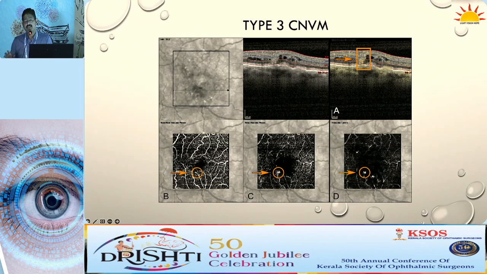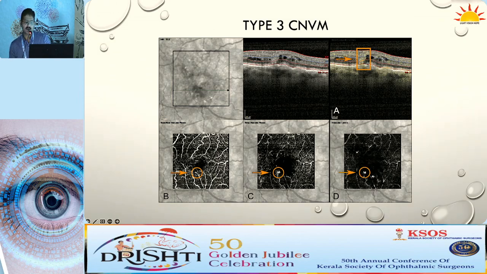You cannot just pick up type 1 and type 2 CNVM; you can also diagnose type 3 CNVMs with OCTA. I don't have to go into the slabs, which I hope Dr. Jyoti has already covered. This is the superficial plexus, this is the deep plexus, and this is the avascular segment. In the superficial plexus, you can see in the circled region the CNVM network, you can see it in the deep plexus, and also in the avascular slab. So this is the en face image.